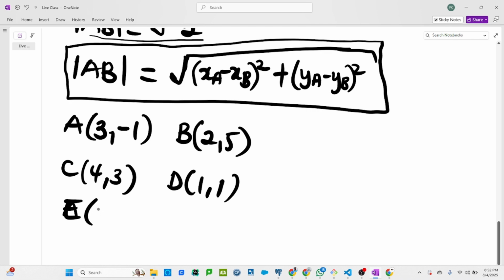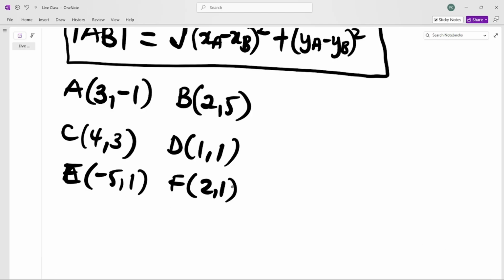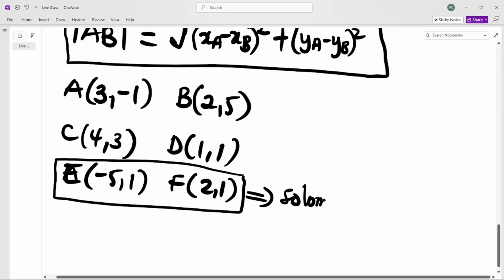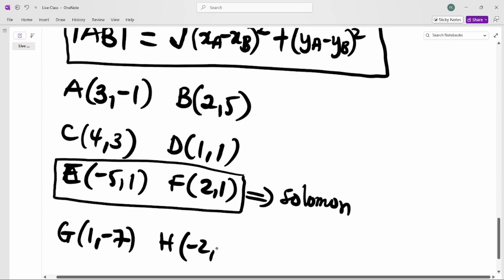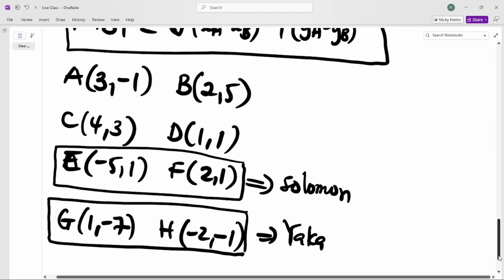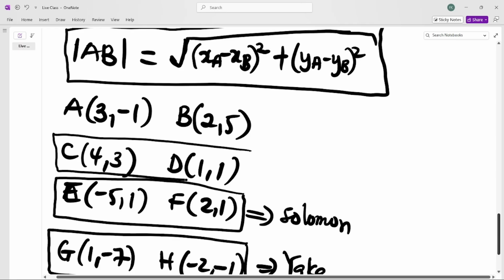So for Solomon, point E (-5, 1) and point F (2, 1). That's minus seven, minus seven squared, 49. And then I'll give the other one to G (1, -7) and H. The point H is (-2, -1). This is for Yaka. Yaka, are you there? Yeah. So I have your point here.